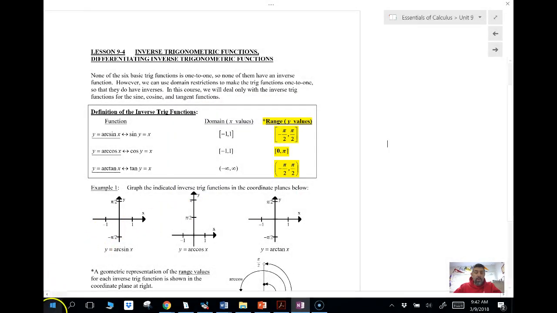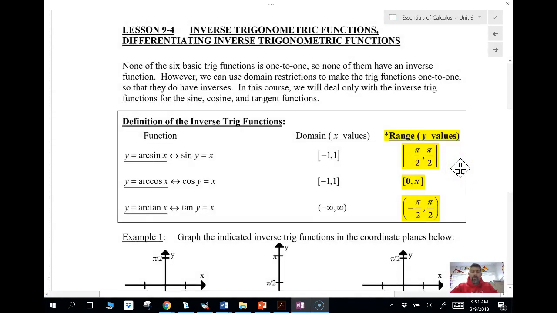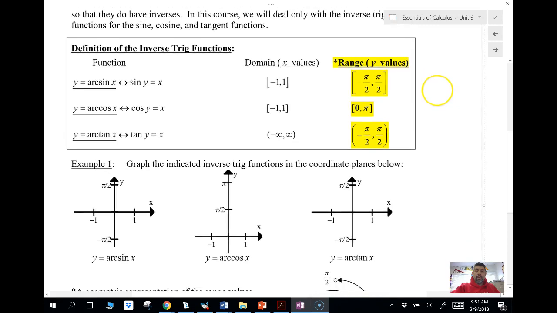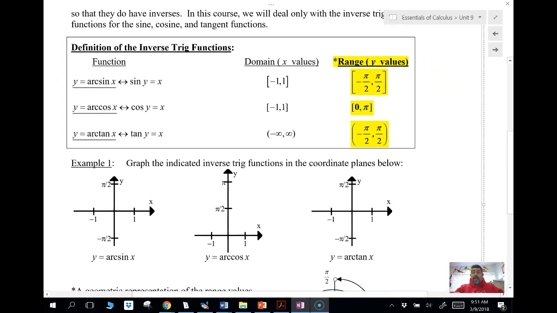Okay, so here we go. We've got some inverse trig function stuff that you need to know. So first thing you need to know here is that the regular trig functions are not one-to-one. So they really don't have inverses, but if we just shrink the domain and we only look at some specific range values, then we can in fact have an inverse function, but it's range restricted.